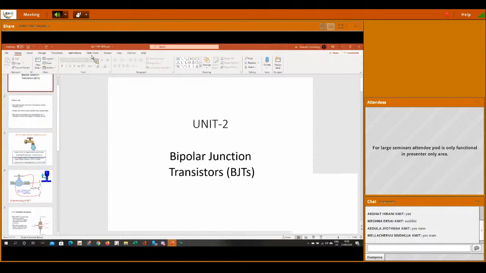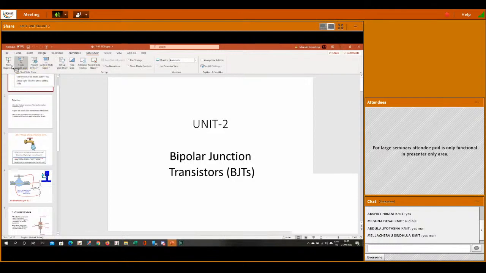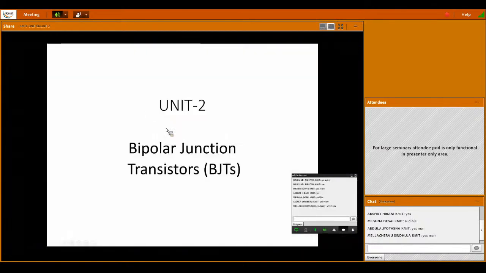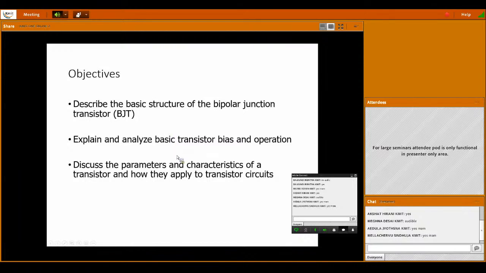I'm going to share my screen. Next, these are the objectives of our unit 2. So let me first discuss the basic structure of bipolar junction transistor, why it is called bipolar junction transistor, why it has two junctions, and why we call it bipolar.